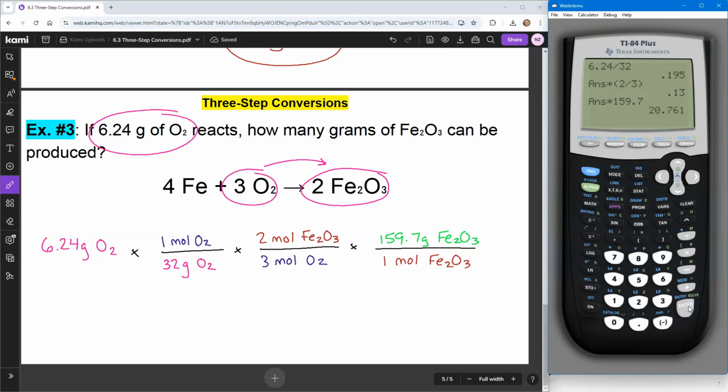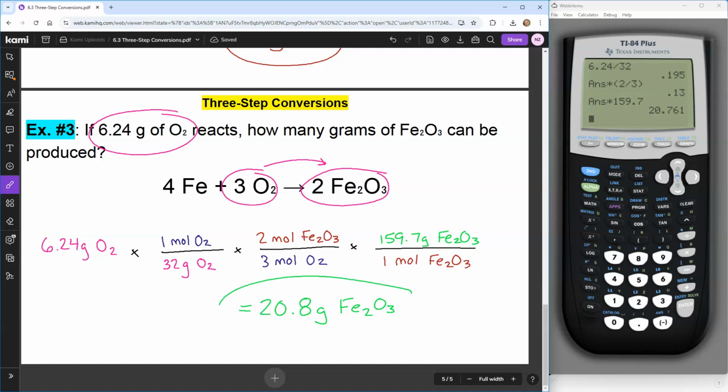Okay. I get 20.761. I want to go to 3 sig figs, so I would report my answer as 20.8. And my units are going to be grams of iron oxide. And that's it. That's how you do 3-step conversions.